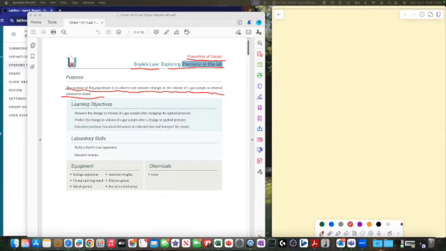So we're going to be looking at three main things. We're going to be measuring the change in volume of a gas sample after changing the applied pressure. We're going to be predicting the change in volume of a gas sample after change in applied pressure. And then finally, because we're going to have a lot of data, we will calculate precision or standard deviation of collected data and interpret the results.